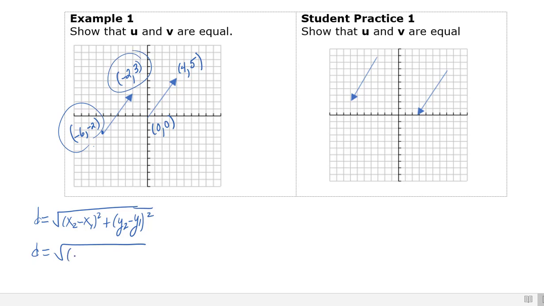So I'm going to take my x's: -2 minus -6, and I'm going to square that. Then I'm going to add that to 3 minus -2, and I'm going to square that.